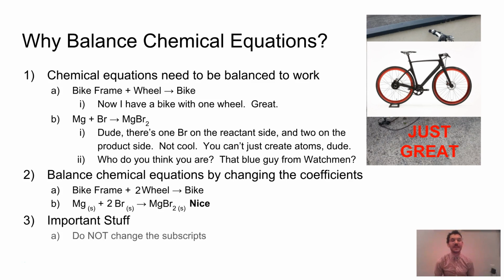Important stuff to know is that when we are balancing chemical equations, we are never, ever, ever going to change the subscript. Like, you may have looked at this initially and been like, dude, just make it Br2. That's how you find bromine. But we never change the subscripts on a chemical equation that we're given.